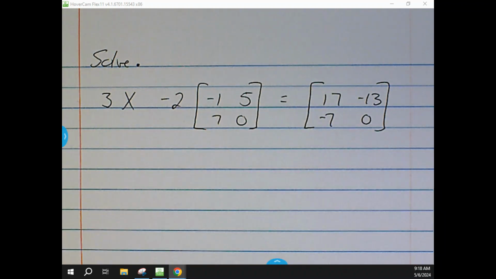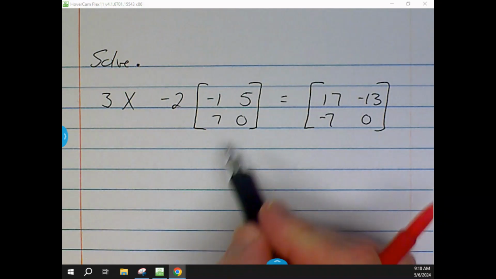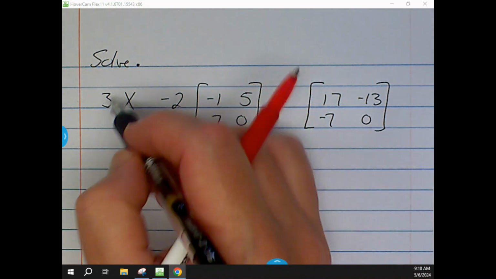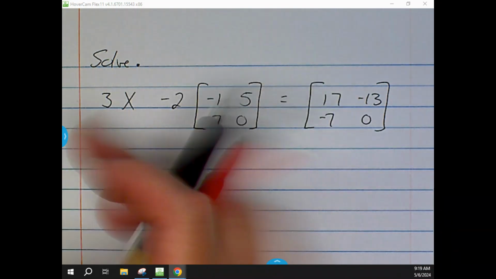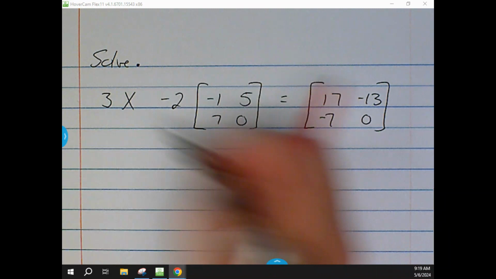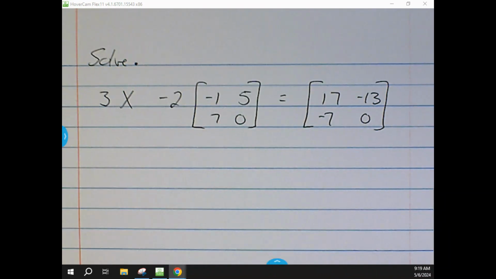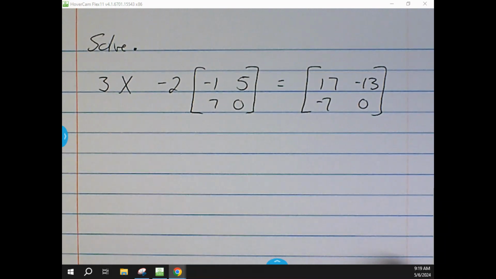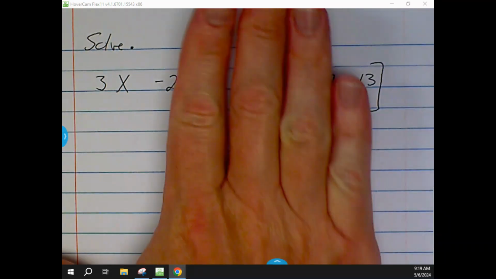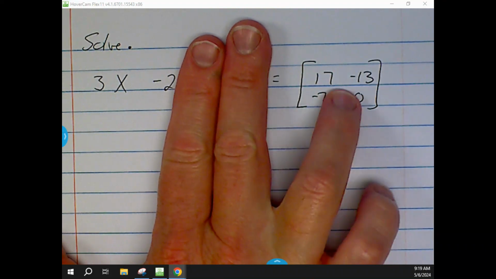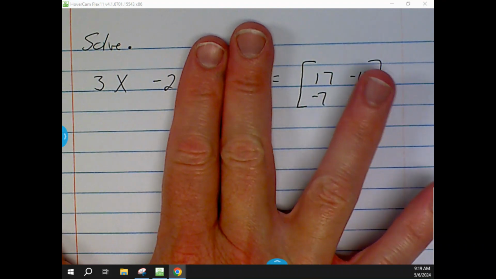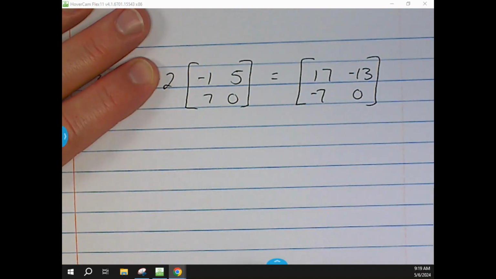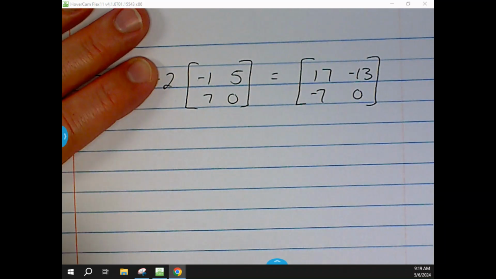Now, the good thing is we know matrix X is going to be a 2 by 2 matrix, because we have a 2 by 2 matrix here and a 2 by 2 matrix here. If we're going to combine them, or subtract them in this case, this also has to be a 2 by 2 matrix. So we know size-wise what we're looking at. Okay, what we're going to do first, we're thinking of this like 3x minus 2 equals something over here. So you're still thinking about this like an equation. The very first thing we're going to do is this scalar part. We're going to do 2 times this matrix.